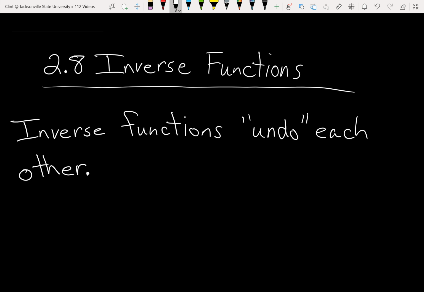So we say, well, if we're adding 3, we want to cancel that out, so we subtract 3. Or we've got x squared, and we want to undo that, so we take the square root. Those are inverse operations. Here we're talking about inverse functions.